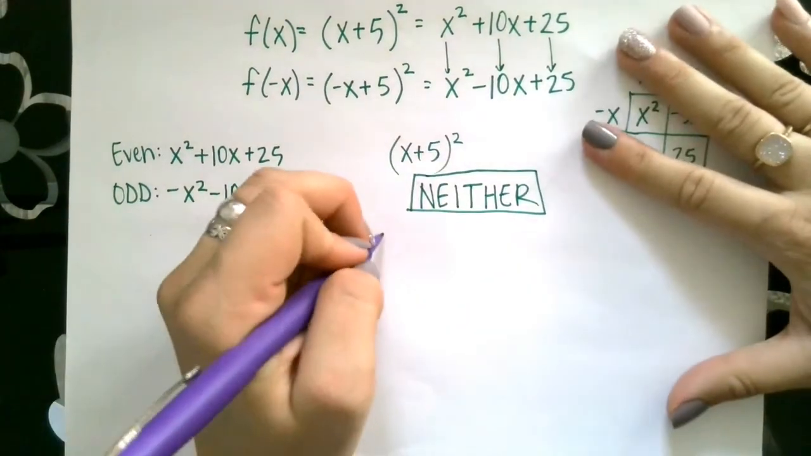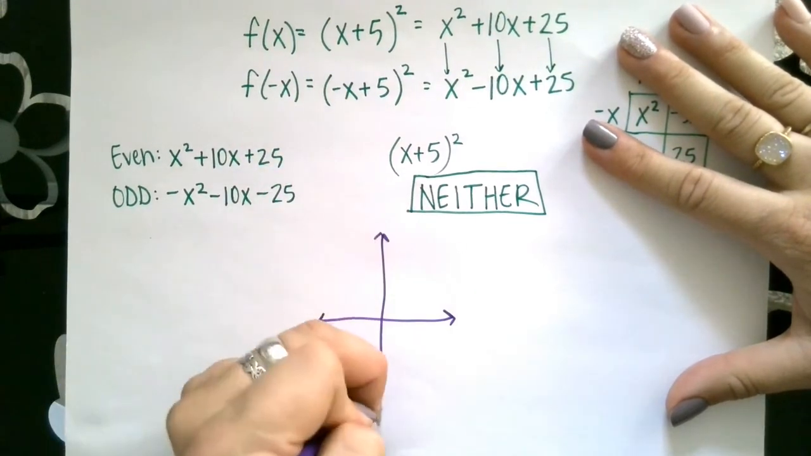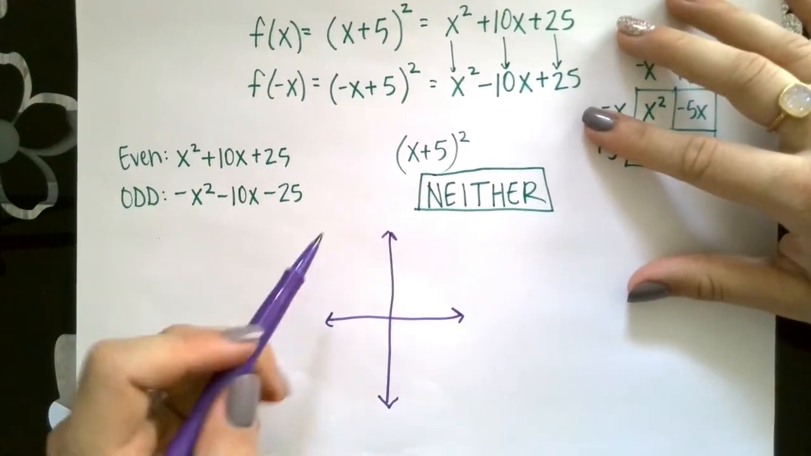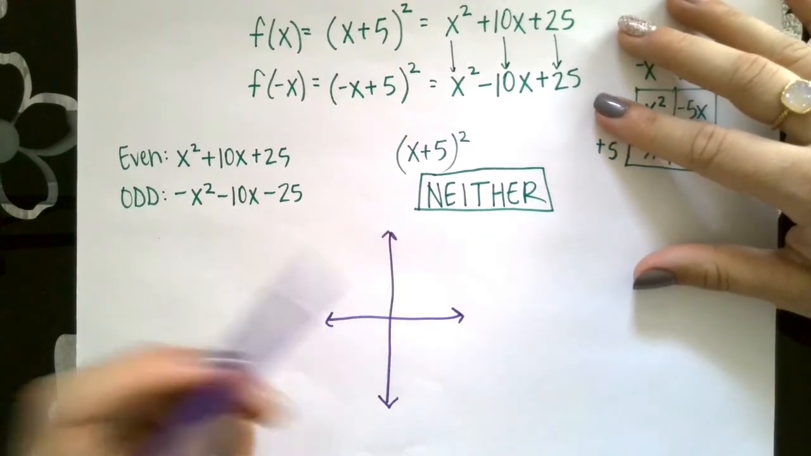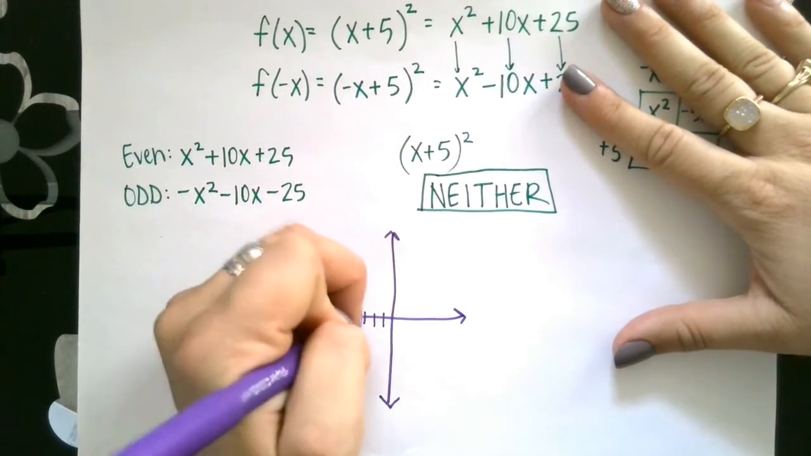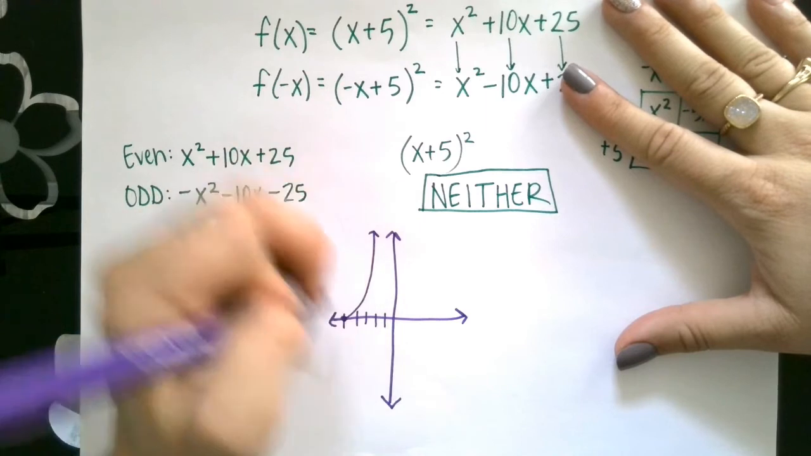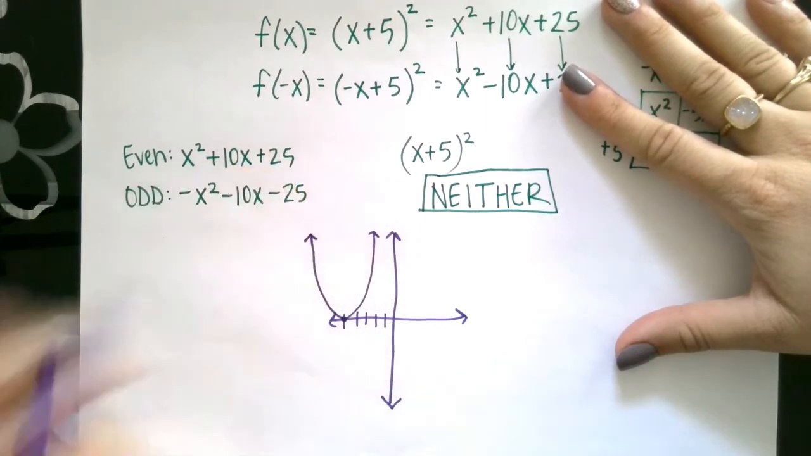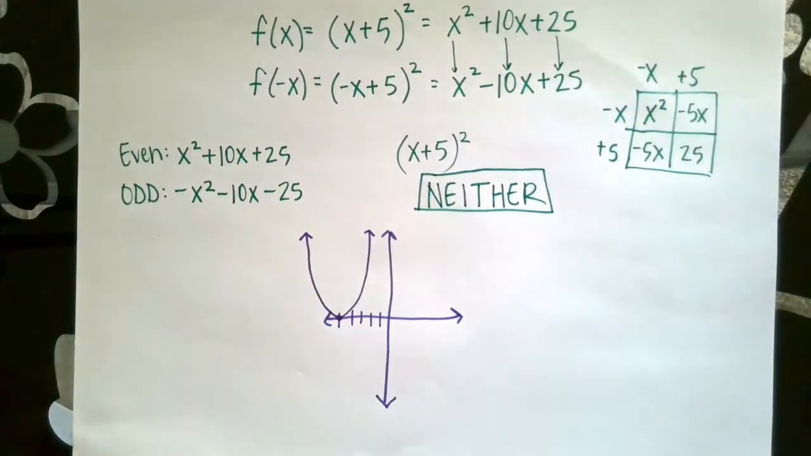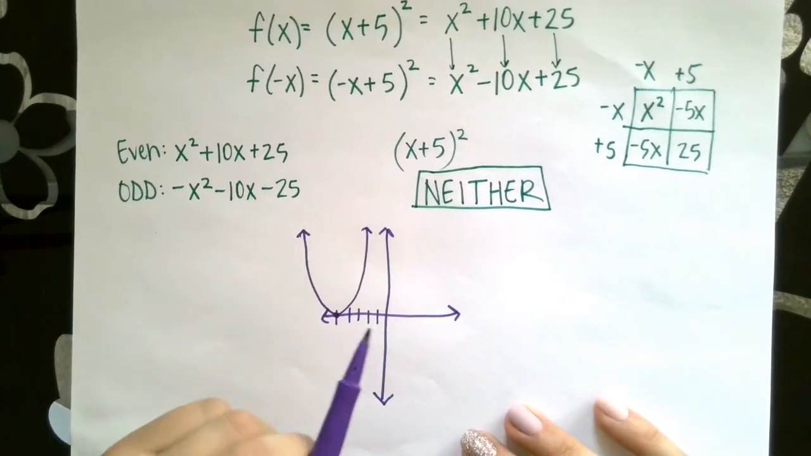So if I would type this into Desmos, get a rough sketch. Okay, and I know that this is an x squared, but plus 5 is going to move me 5 in the negative direction. So my graph would look something kind of like this. So it meets the first criteria for an even function. The arrows are going in the same direction.